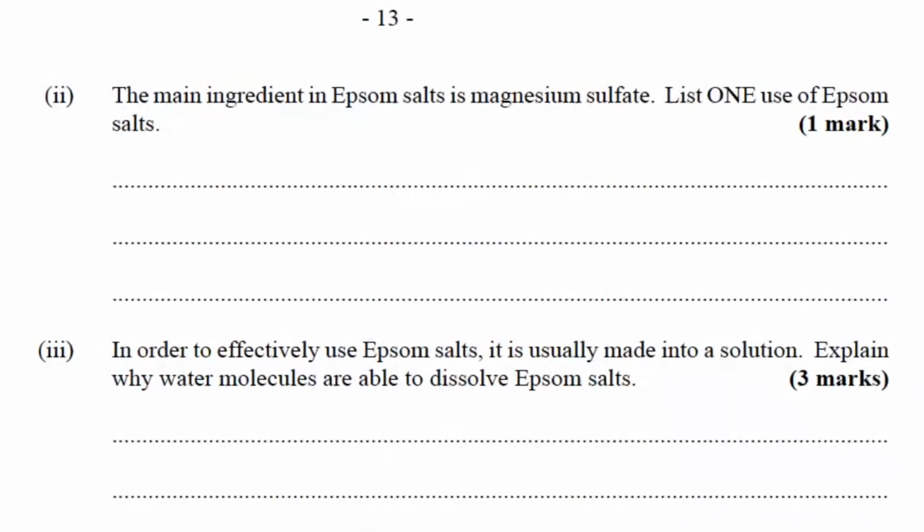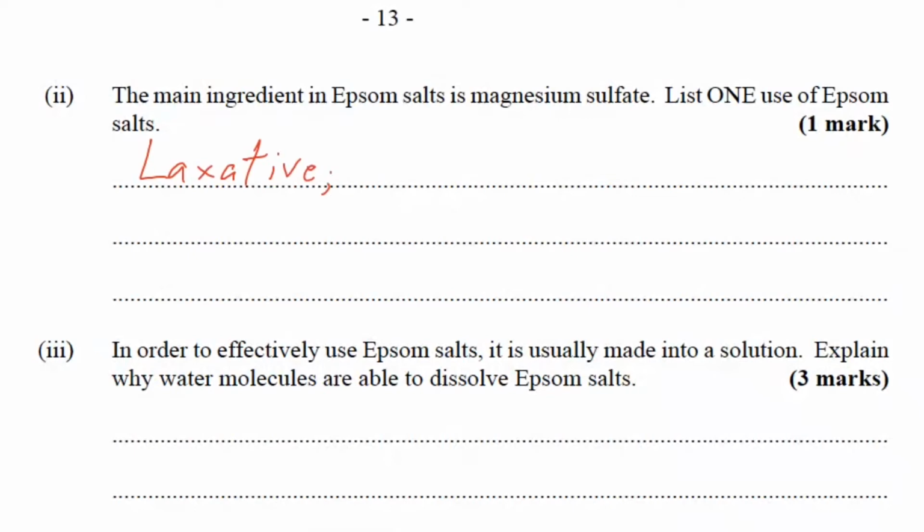Part 2 of A. The main ingredient in Epsom salts is magnesium sulfate. List one use of Epsom salt. All right, Epsom salt. I know of a prank where this was used. Oh my word. So it's a laxative.